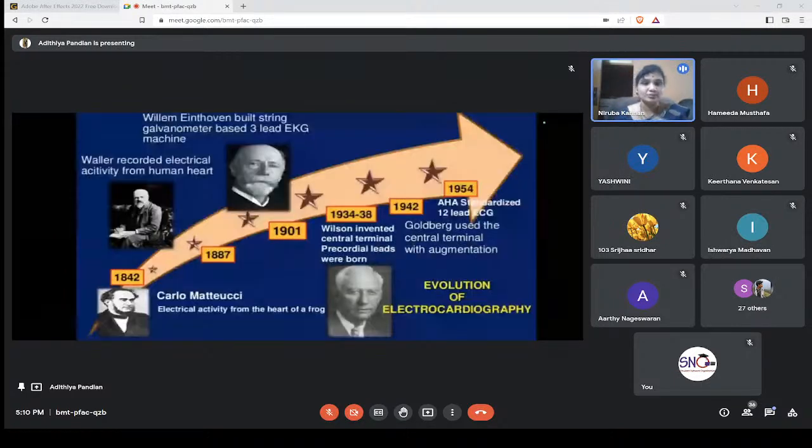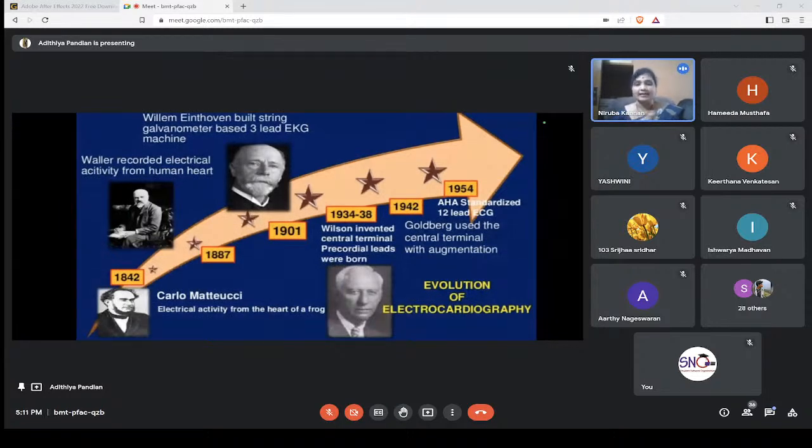This is one evolution of the ECG. You can see Einthoven in the middle of this screen. The first was Carlo, who did it in the frog heart, and Waller was the person who first did it in the human heart. But he found only two waves, A and B. Then Einthoven modified it and made a 3-lead EKG machine. Further, the precordial leads, which we call V1 to V6, were done by Wilson, and Goldberg did the augmented limb leads, that is AVR, AVL, and AVF.